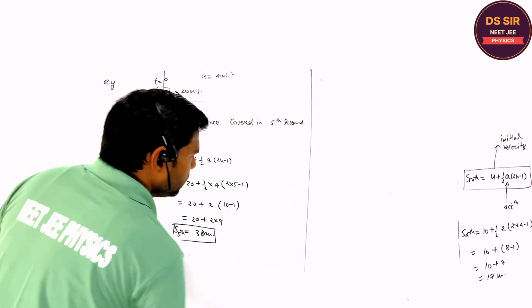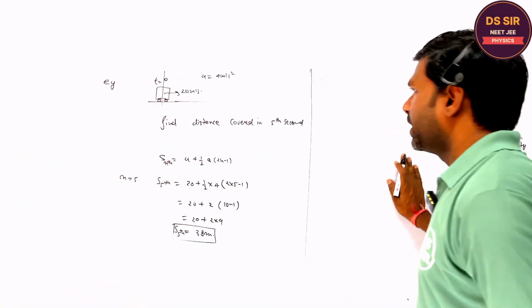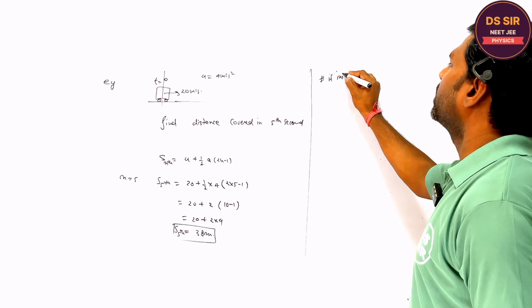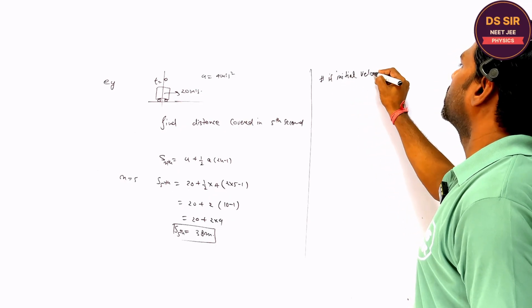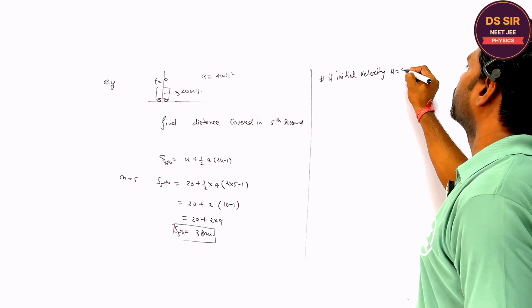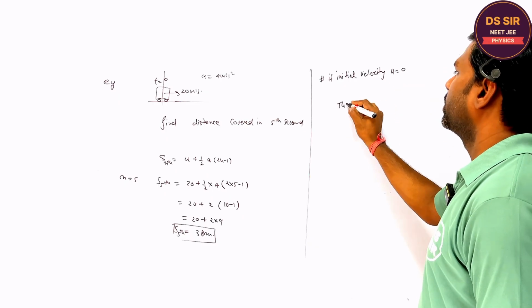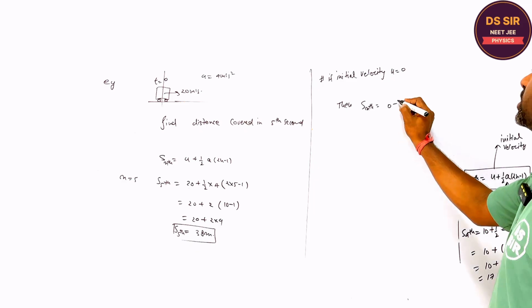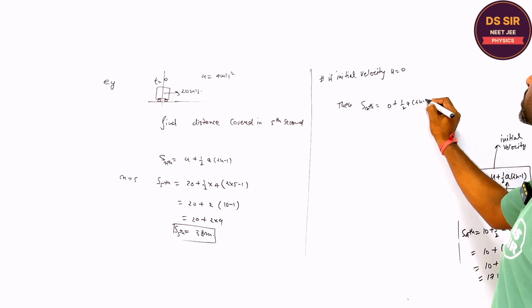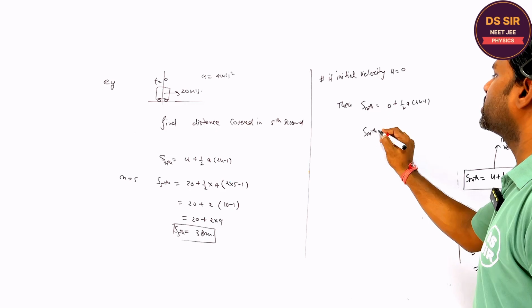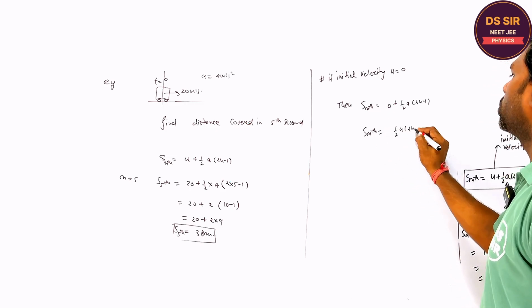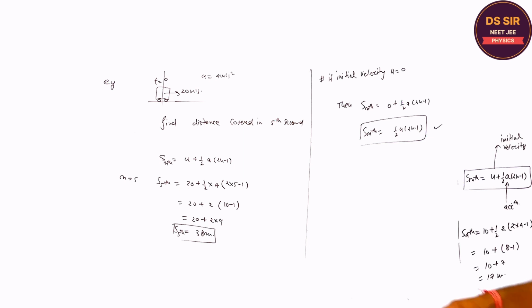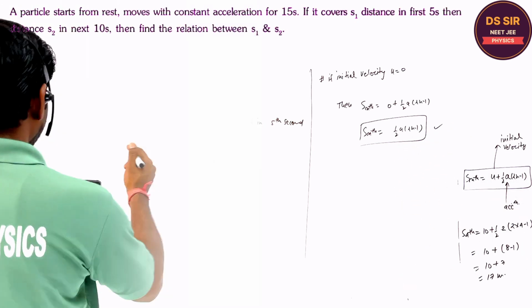One more important thing: in some questions, if the initial velocity is 0, then what is the SNF? It is 0 plus half a 2n minus 1. So the SNF distance is nothing but half a 2n minus 1. Is it clear or not? Copy this. So read this question.